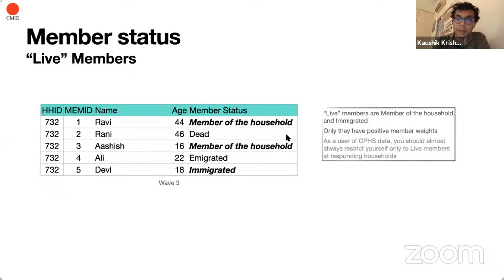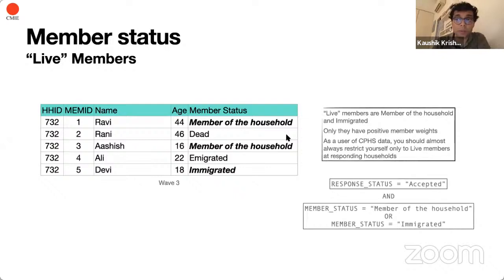Okay? But as a user of CPHS data, you should almost always restrict yourself only to live members at responding households. Almost always. If you're Anup Malani, Sabrish Ramachandran, Abhishek Anand, Justin Sandifer, Arvind Subramanian, other people interested in computing death rates, well, then dead people by definition are not among the category of live members. In that case, you have to do something else. But in most cases, you're only going to want to compute something for live members of the household.